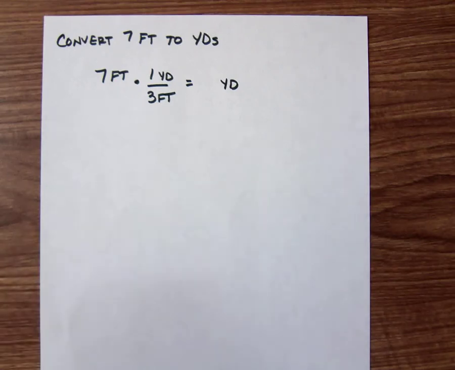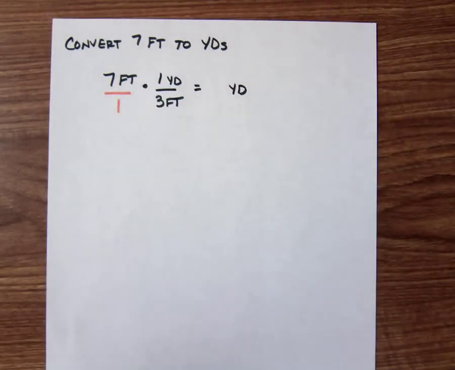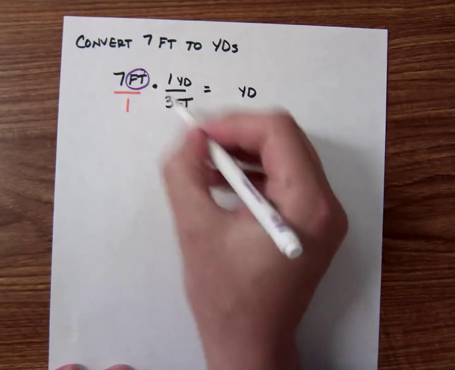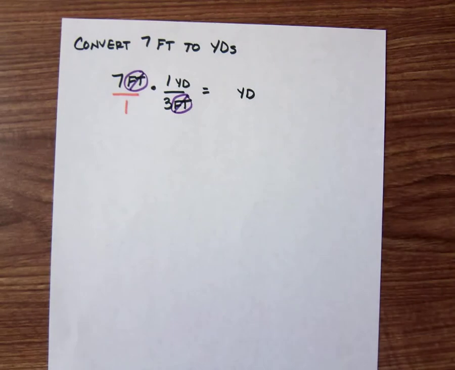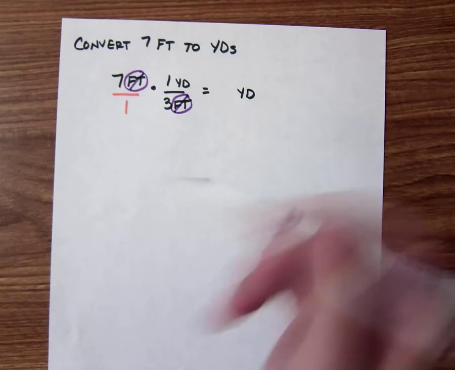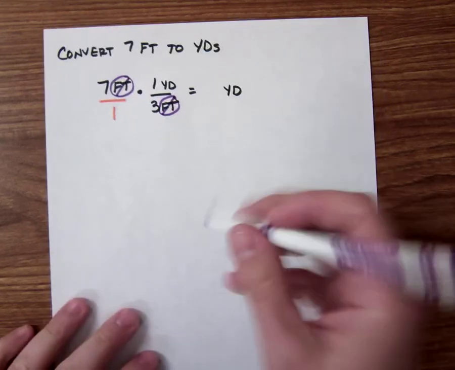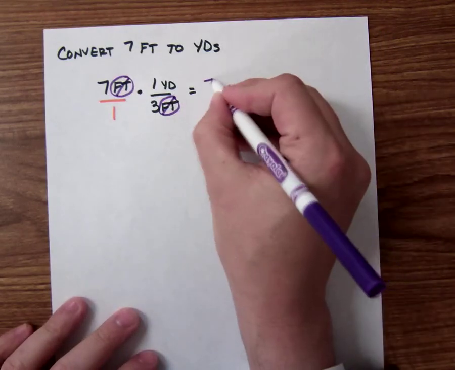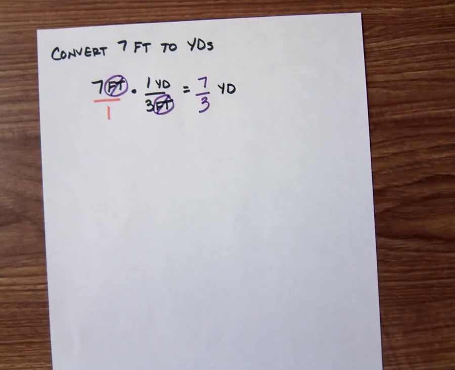How do you multiply a whole number by a fraction? Put it over 1. Good. I've got some units that will cancel. I have feet on the top and feet on the bottom. Those will reduce to 1. Those are gone. And that's why my answer is in yards. I got only yards left. Okay, so let's do it. On the top, I have 7 times 1, which is 7. And on the bottom, I have 1 times 3, which is 3. So the answer here is 7/3 yards.